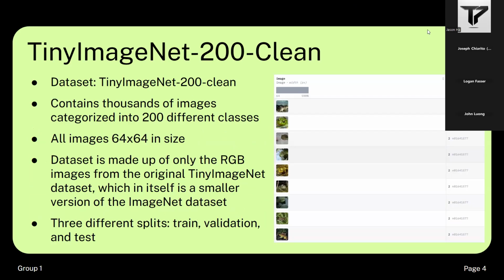The data set we chose was TinyImageNet 200 clean. This contains thousands of images categorized into 200 different classes. All of the images are 64 by 64 in size. And this data set is made up of only the RGB images from the original TinyImageNet dataset, which is in itself a smaller version of the ImageNet dataset. And then we split our data into three different sets: the training, validation, and testing data.